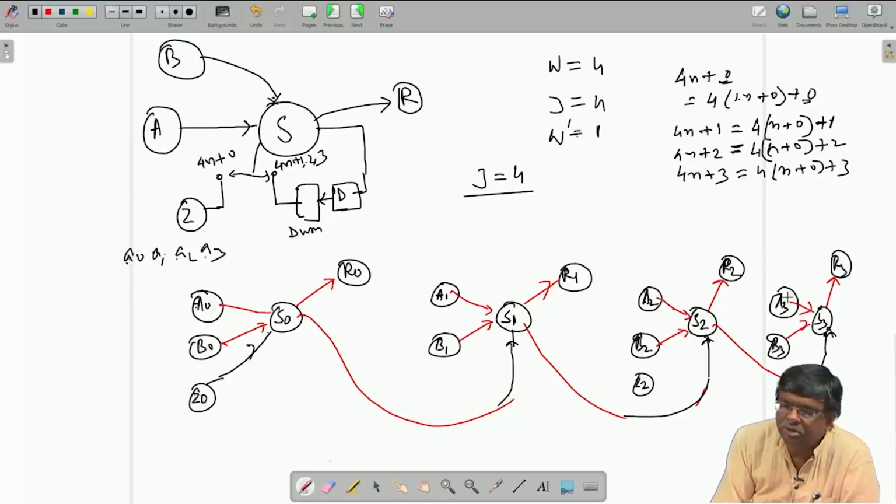The interesting thing will be the J equal to 2 case, when from bit serial we convert it into a digit serial adder with digit size equal to 2. So, that will be done in the next class. Thank you very much.